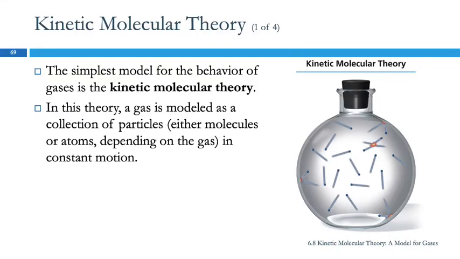The kinetic molecular theory is the simplest model for the behavior of gases. In this theory, we're thinking about gases as being a collection of particles, those could be molecules or atoms, that are in constant motion. So here we have an illustration of a flask containing a gas, and we've got these little vapor trails indicating movement, and these are the little gas particles, and they just move in straight lines until they bump into something, and then they just ricochet around.